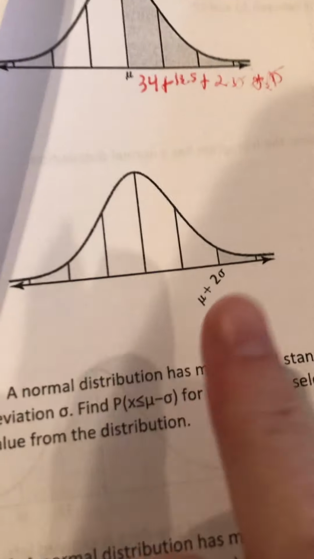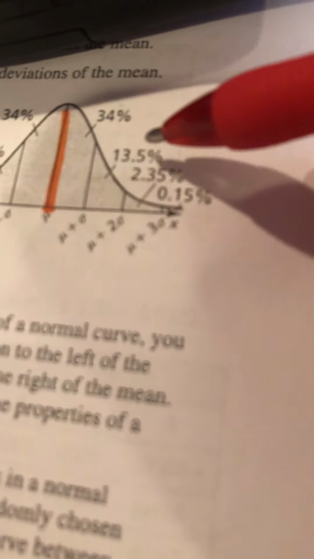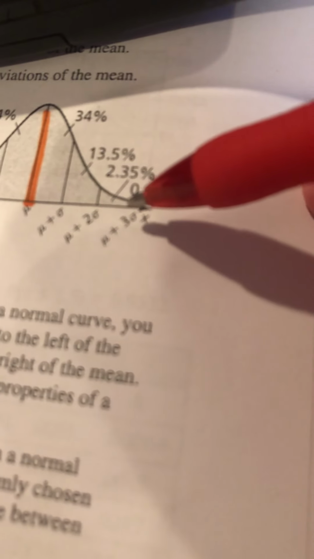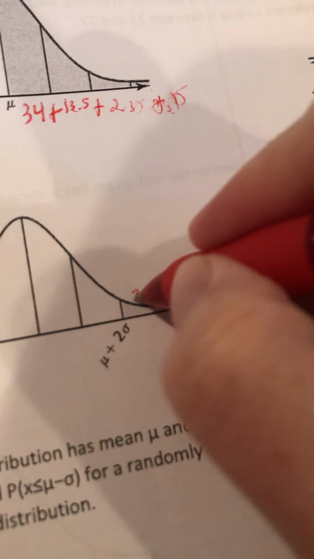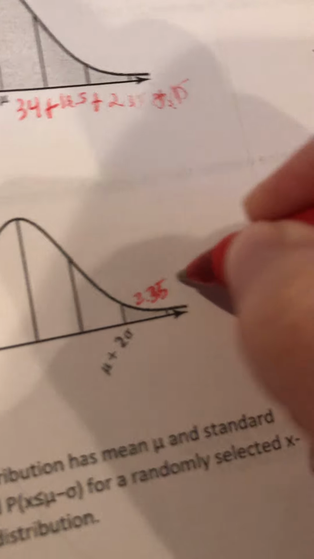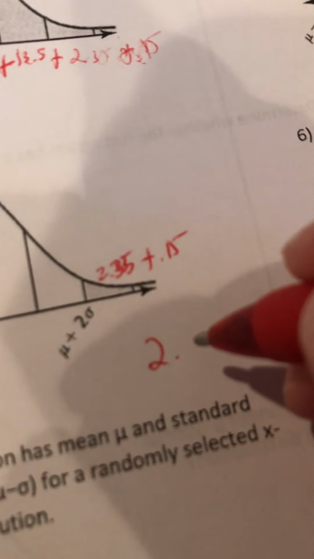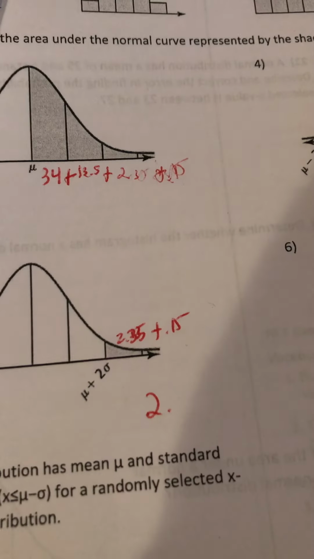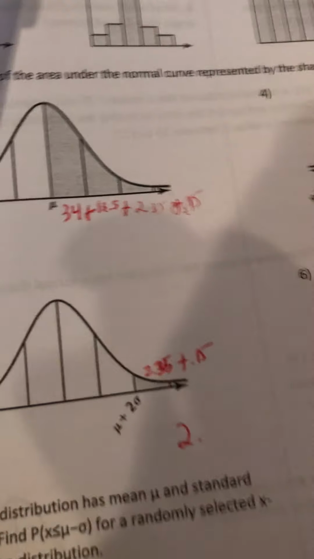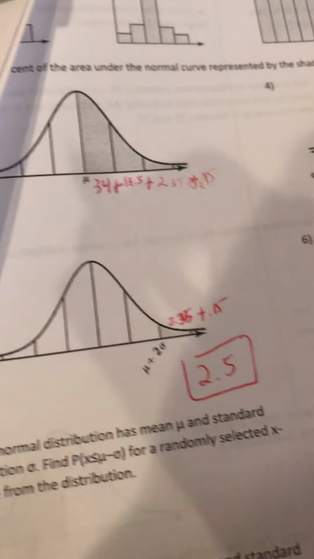But look at this one. It says mu plus 2. So right here, that means that 34 is not there, the 13.5 is not there, it's just the 2.35 and the 0.15, which of course is 2.5, right? Because it's just these two.